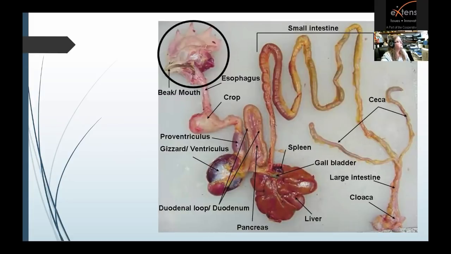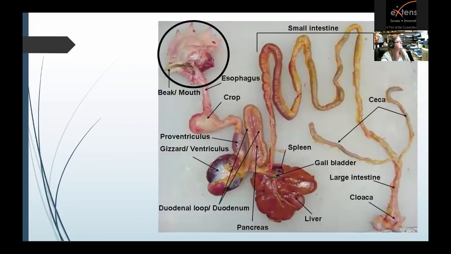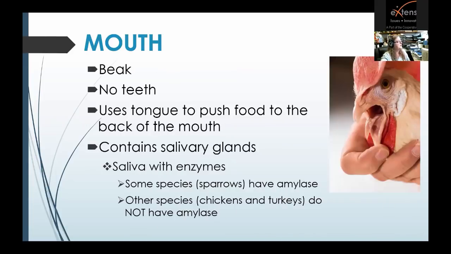So the first part is the mouth, the beak and mouth. And as you know, chickens do not have teeth, despite what some cartoons show. Chickens do not have teeth. They use their beak to grab food and swallow it. Well, they can't even really swallow. They use their tongue to push the food to the back of the mouth.